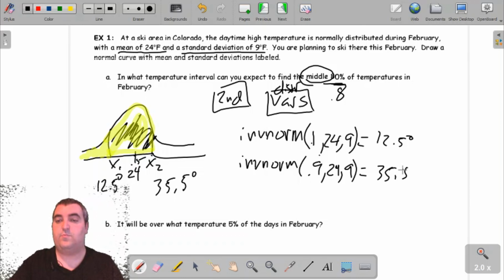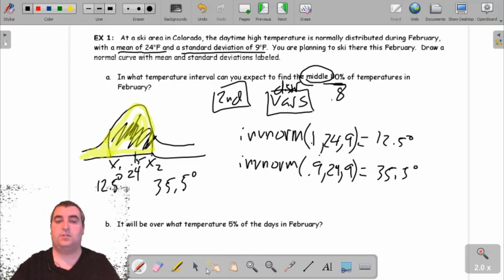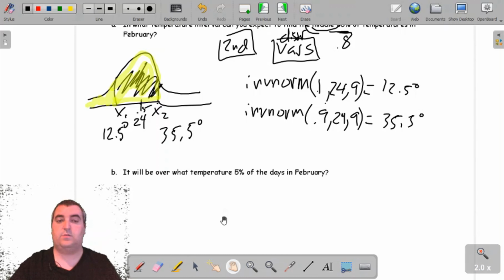So if you have the new calculator, it's really nice. You don't have to do it twice. But if you don't, you type both these in, and you'll get each answer separately. Okay. Now, let's see this question.